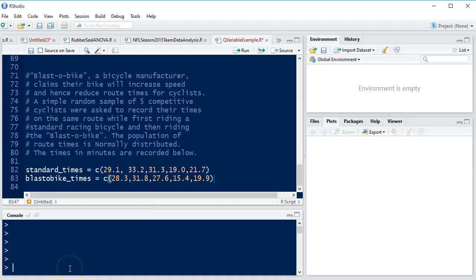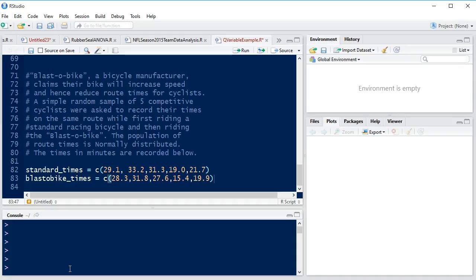In this example, I'm going to show you how you can use RStudio to simply calculate a confidence interval for a matched pairs procedure. So let's go ahead and read the scenario. It says Blastobike, a bicycle manufacturer, claims their bike will increase speed and hence reduce route times for cyclists.